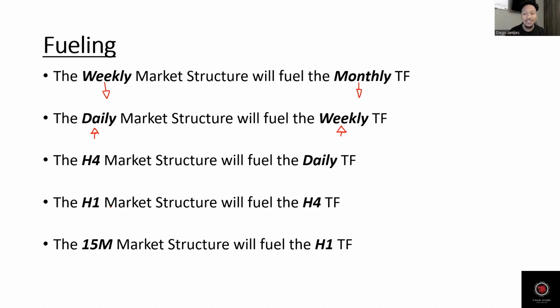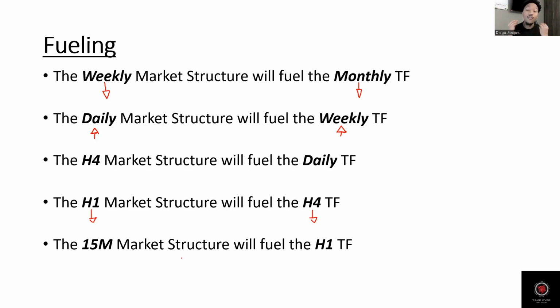H1 time frame, same thing. If our H1 time frame is bearish in structure, this simply means that our H4 time frame will have a push towards the downside. Okay, 15-minute time frame market structure will fuel your 1-hourly market structure. So if the 15-minute time frame is bullish in structure, what's going to happen on your H1 time frame? Your H1 time frame will literally have an actual shift to the upside. That is fueling right there.